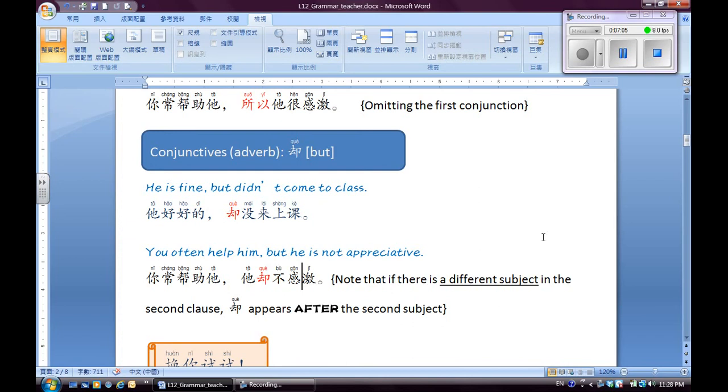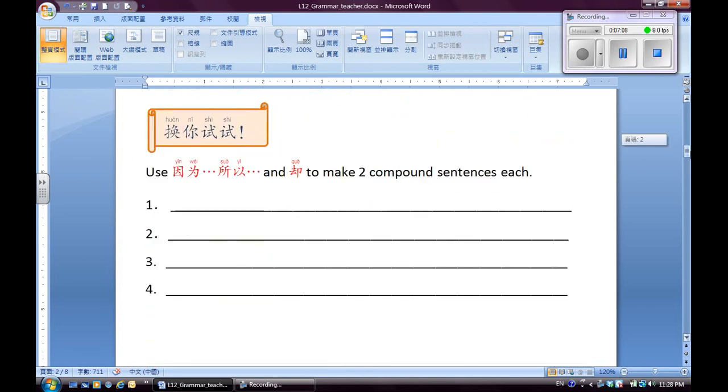That's very simple. Okay? So now, I want you to try this. 换你试试. Now it's your turn to try. Please pause the video. Use 因为所以 and 却 to make two compound sentences each. So number 1 and number 2, you should use 因为所以 as conjunctions in your sentence. And number 3 and 4, you are going to use 却 to make up two sentences. Pause the video here and come back when you're finished.